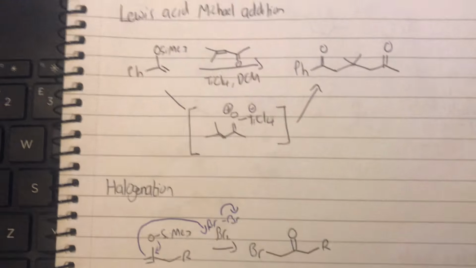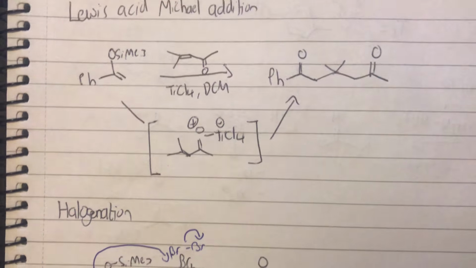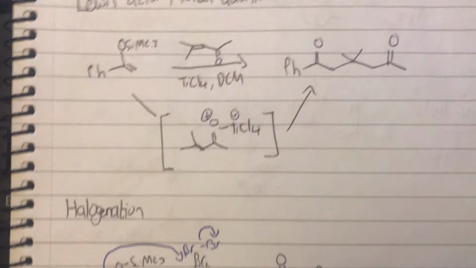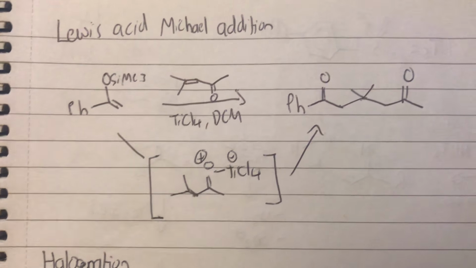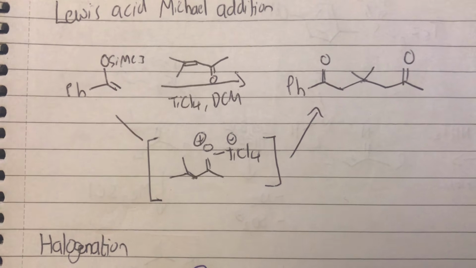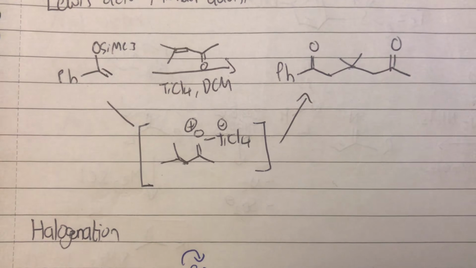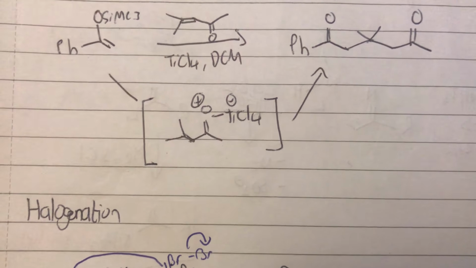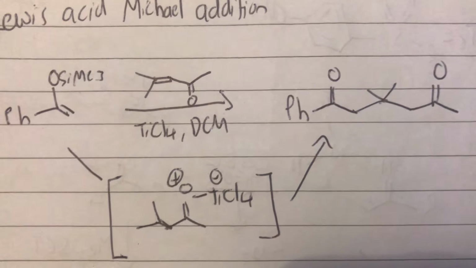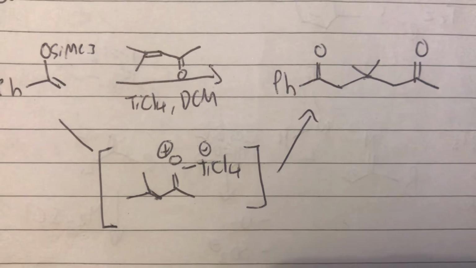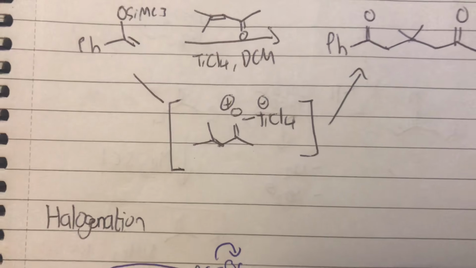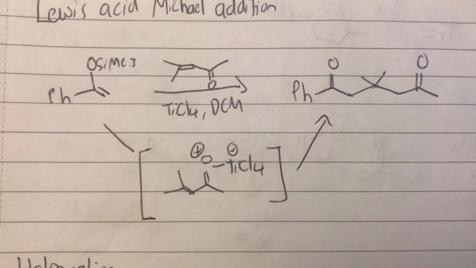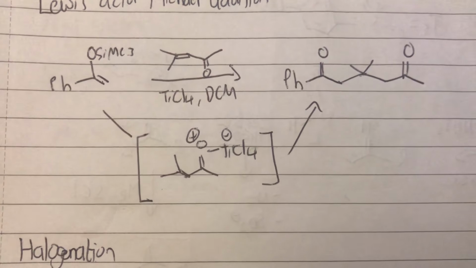A few more reactions. There's this Lewis acid Michael addition now, so obviously another Lewis acid method. In this case we're using dichloromethane, titanium with four chlorines on it, and this here. Different starting material this time. It's still a silyl enol ether.